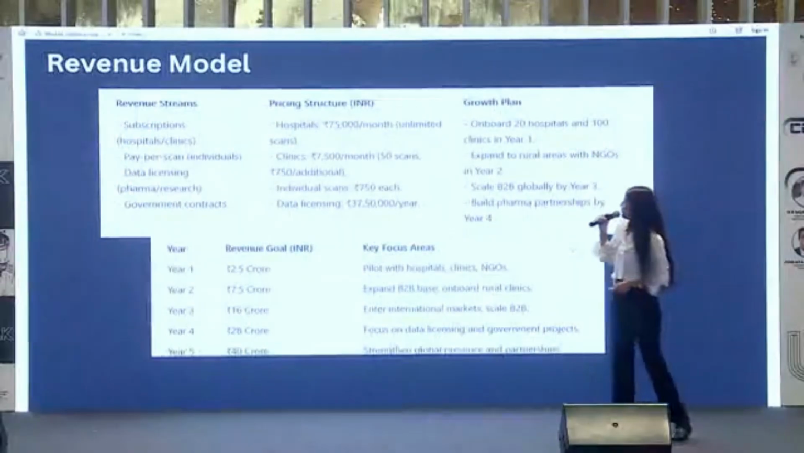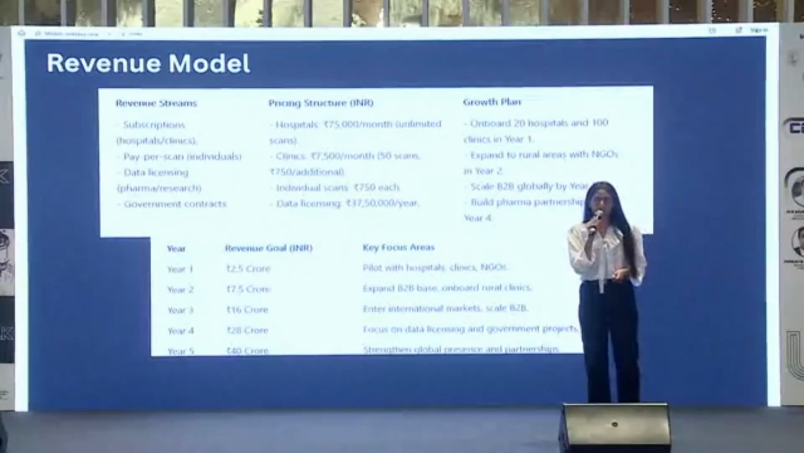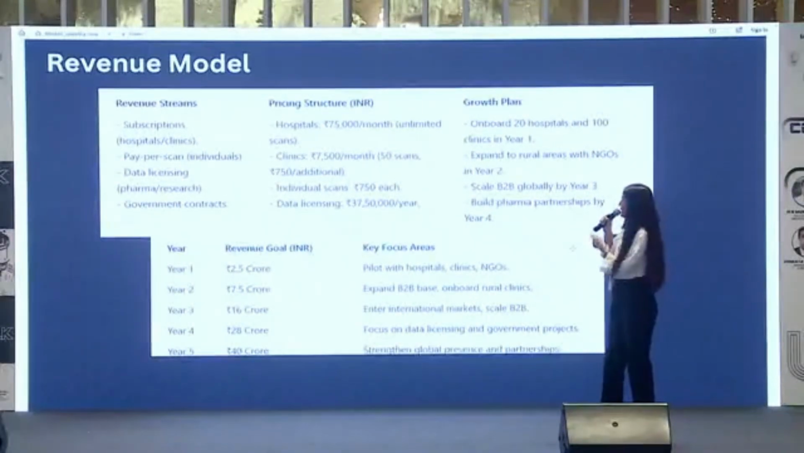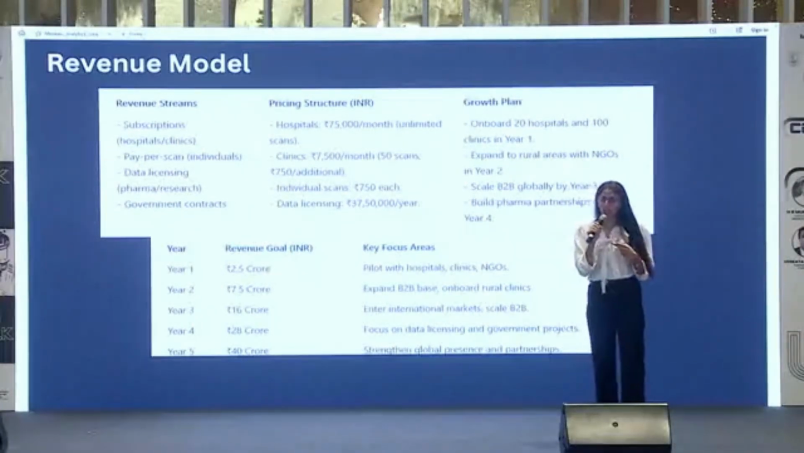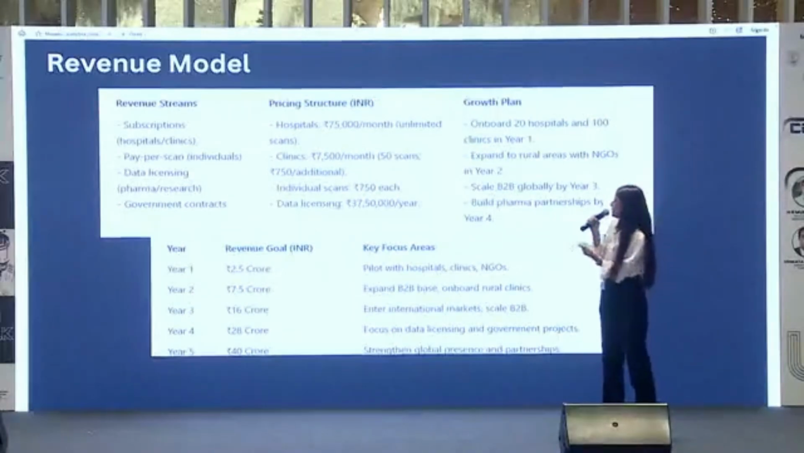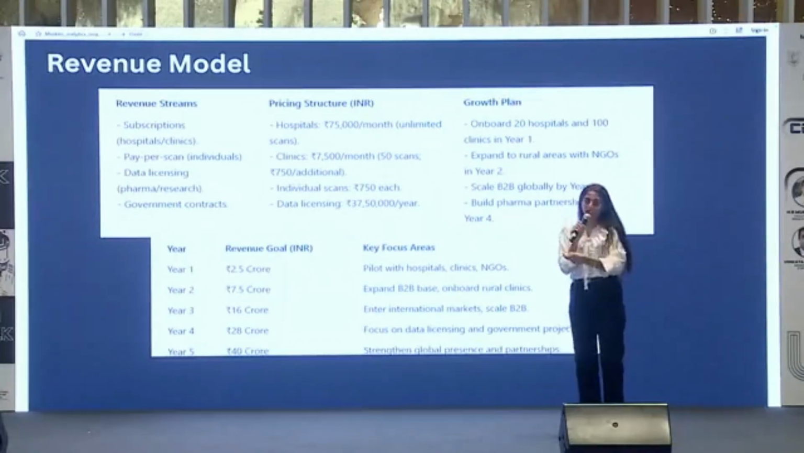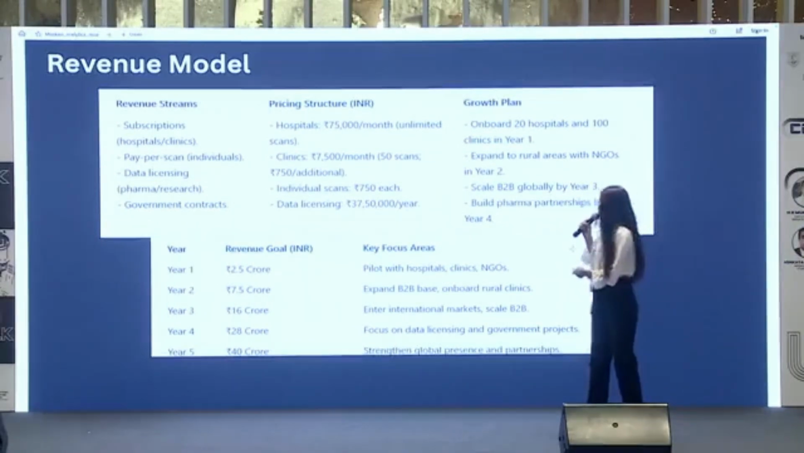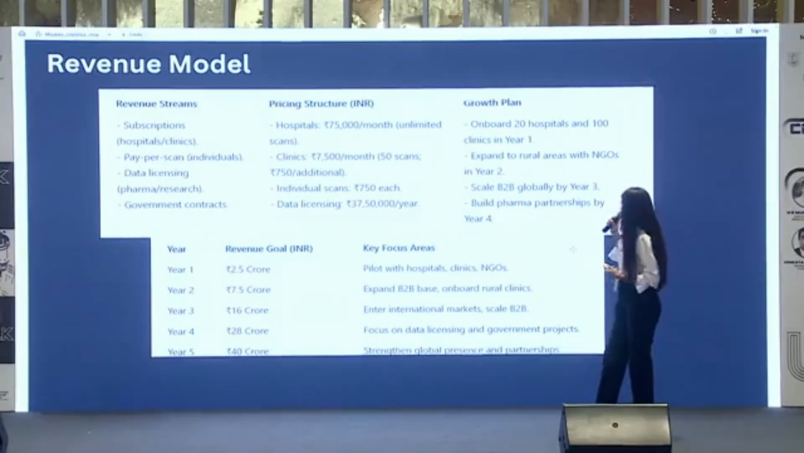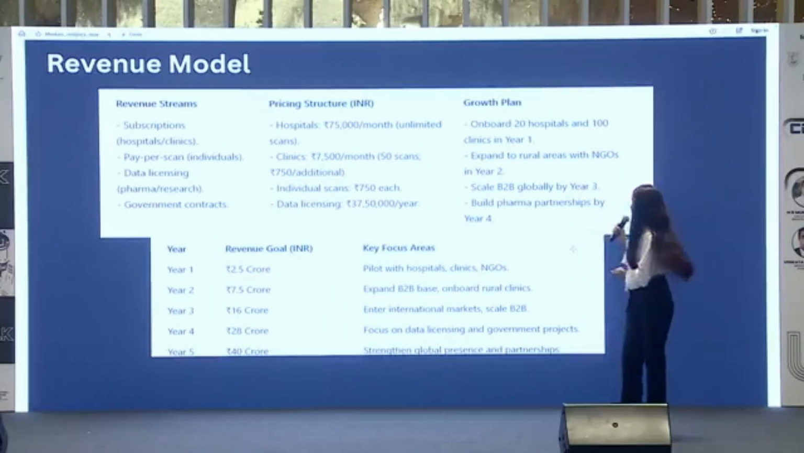So our revenue model, this is just an overview of what happens inside a startup. We need to have multiple revenue streams. How will our startup make a profit? We will make use of subscription, pay per scan, data licensing, and government contracts. The pricing structure is just momentary. We may increase or decrease the cost later depending on how we implement our product. Our growth plan is we will try to implement 20 hospitals first, and that will be squared every year.